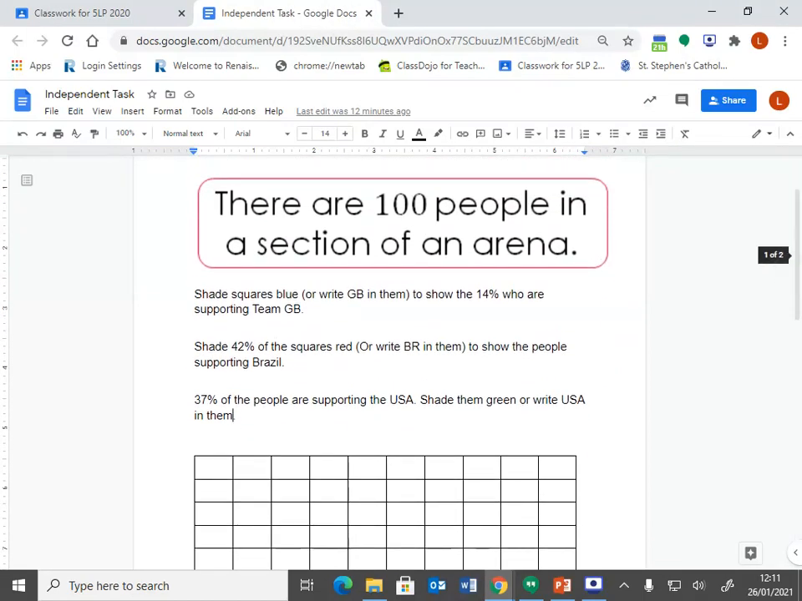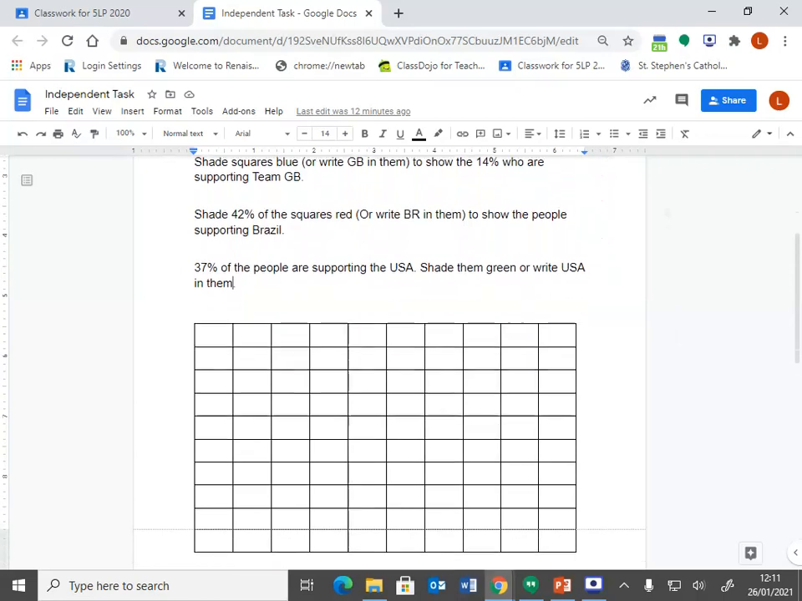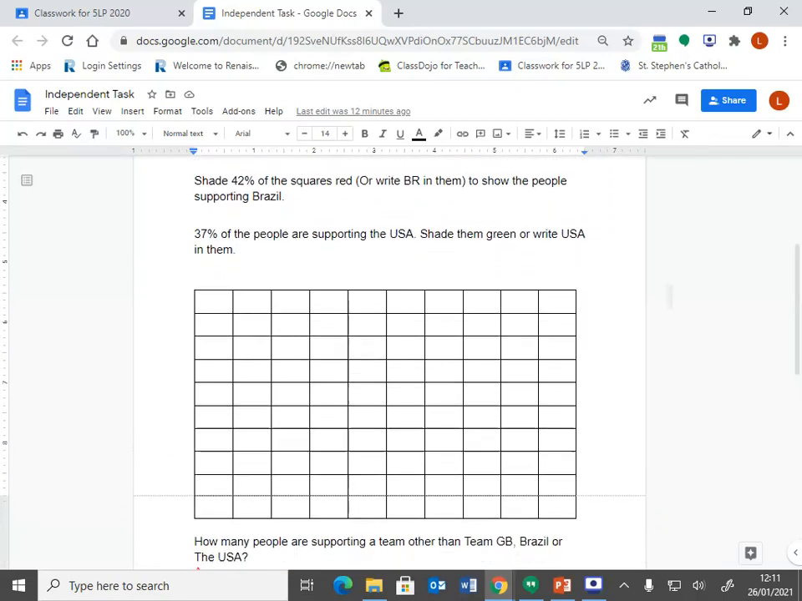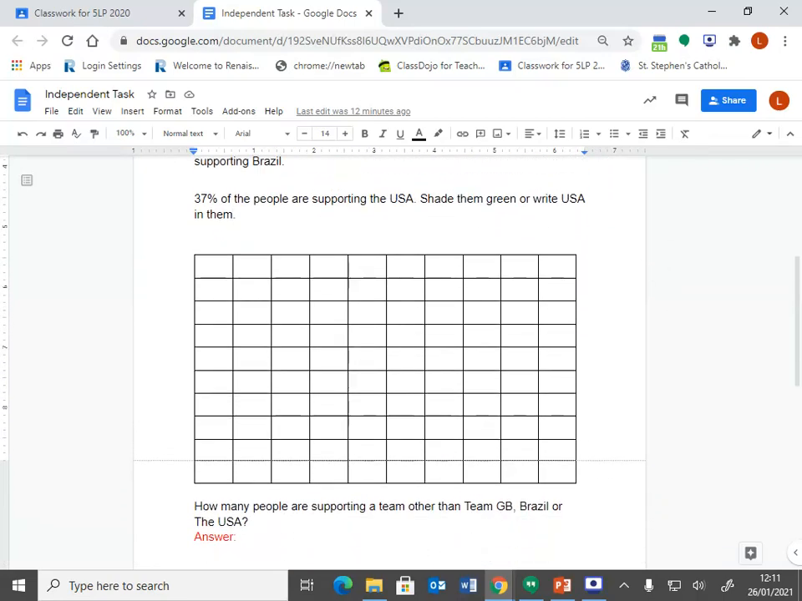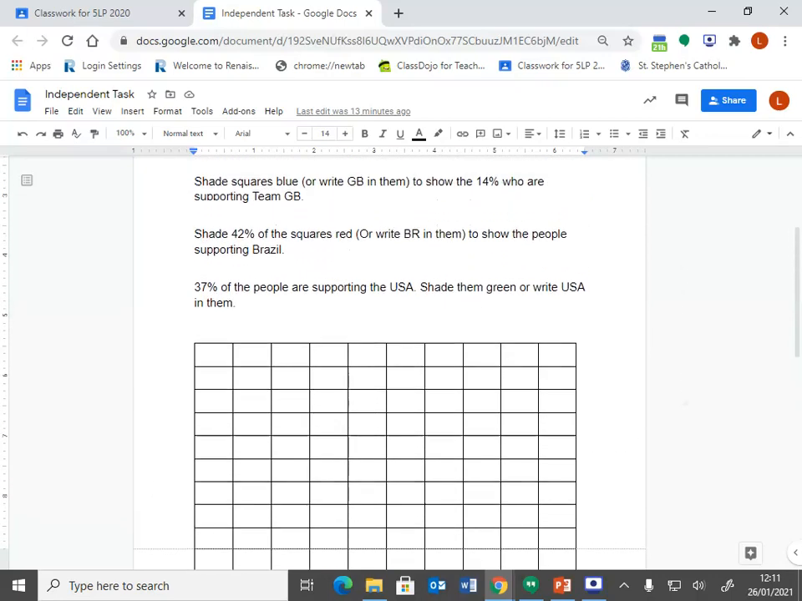So it's telling you, firstly, there are 100 people in this section of an arena, just like we looked at in the previous questions. What you need to do is take this 100 square, 10 by 10. So it's a 10 by 10 grid. So each of them is 1%. And you need to do these 3 things first.